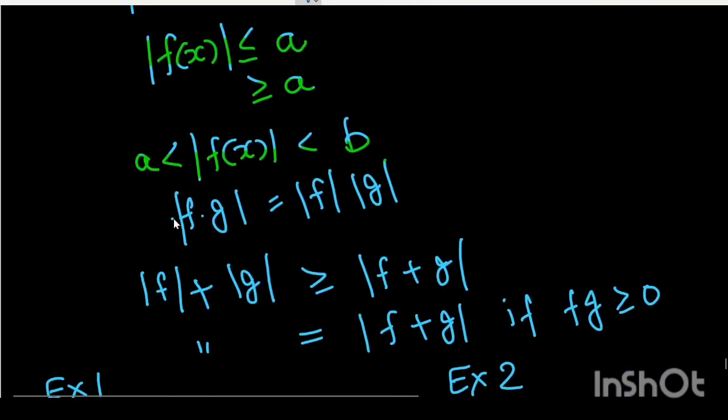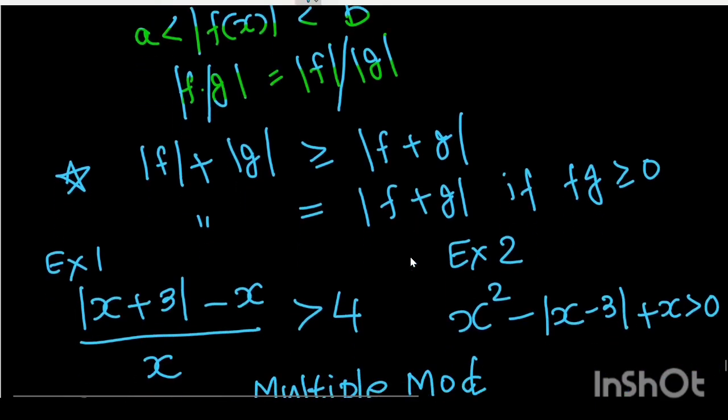Also we saw a few more results, like the modulus is distributive in multiplication and division also. So f into g whole mod is mod f into mod g, f by g whole mod is mod f upon mod g, and so on. In addition, we also saw the identity mod f plus mod g greater than or equal to mod of f plus g. If it is equal, then the product of f and g should be positive.